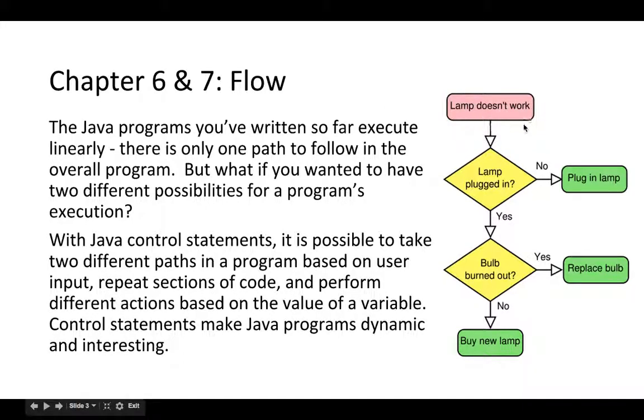So for example, let's look at this flowchart to the right. Let's say we have a lamp and it doesn't work. There can be 2 reasons why it doesn't work. A, it's not plugged in, or B, the light bulb on the lamp actually doesn't work itself. So if we wanted to troubleshoot this lamp, then what we'd do is we would check A, is the lamp plugged in? And if it's not, then we would plug in the lamp and we would repeat. And if it is plugged in, then we would check if the bulb is burned out. And if it is, then we would replace the bulb, otherwise we would buy a new lamp because we weren't able to fix it. So just like that, we can make our Java programs take different paths.